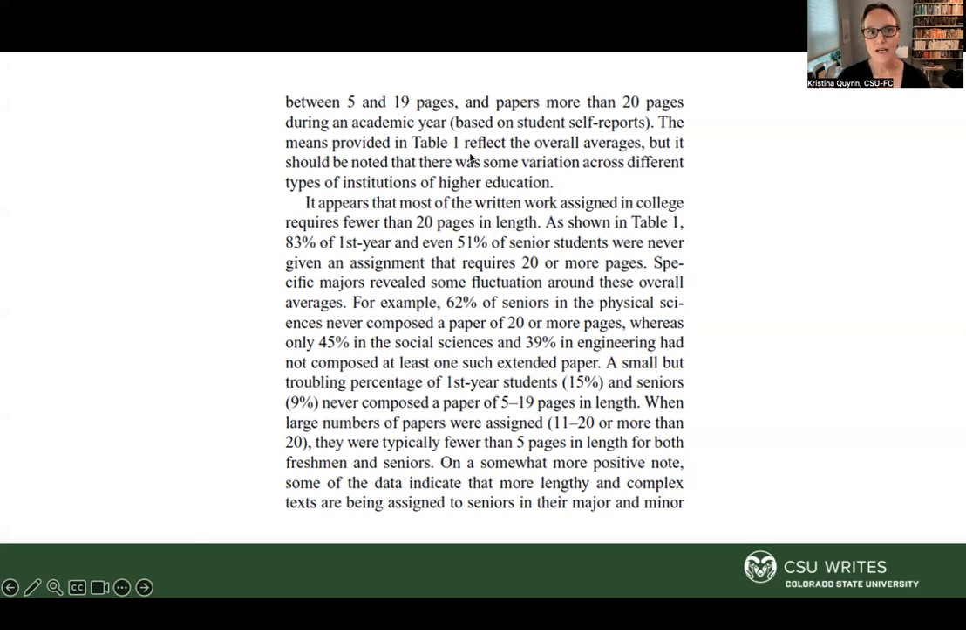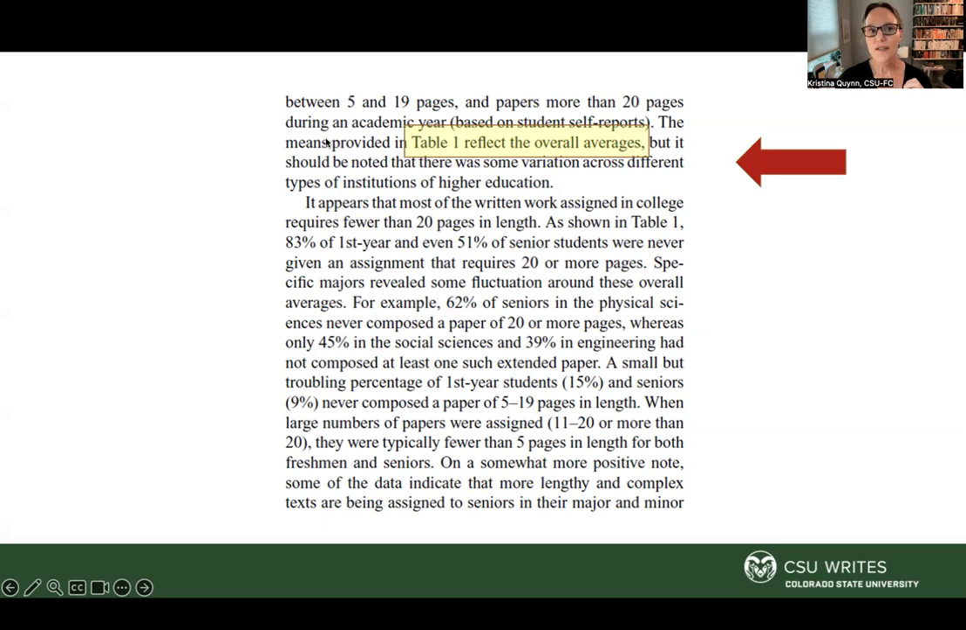So the means provided in Table 1 reflect overall averages. And I think I have these highlighted someplace. Yep. So Table 1 reflects the overall averages, but it should be noted that there was some variation across different types of institutions of higher education. Notice that this variation was not included in that table. So this is something that they chose to bring forward and integrate after the fact. So they're giving us that in writing.